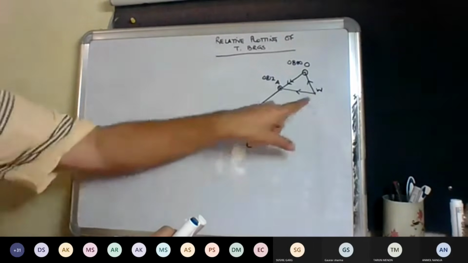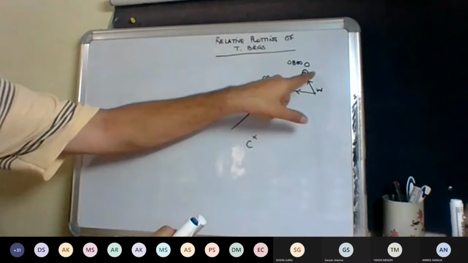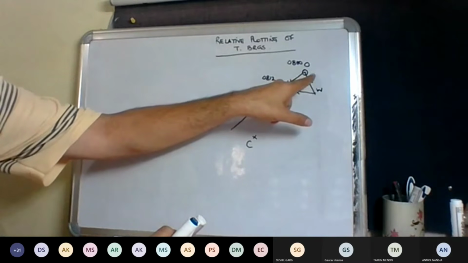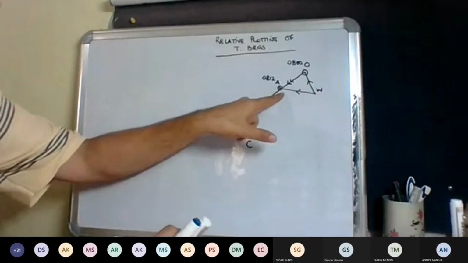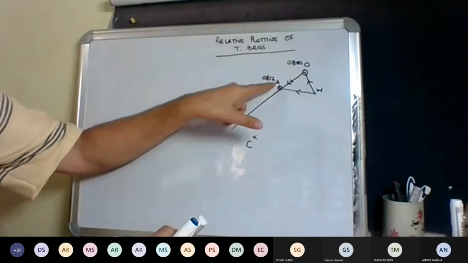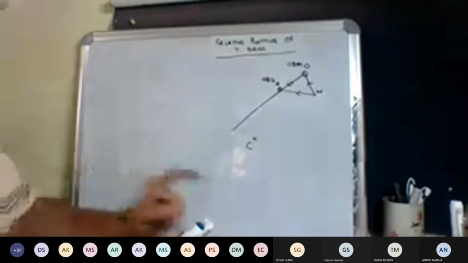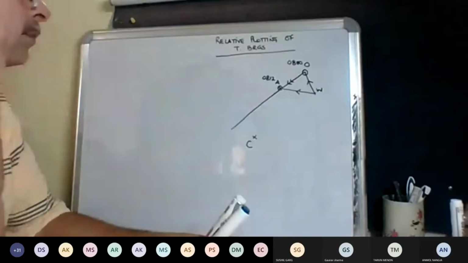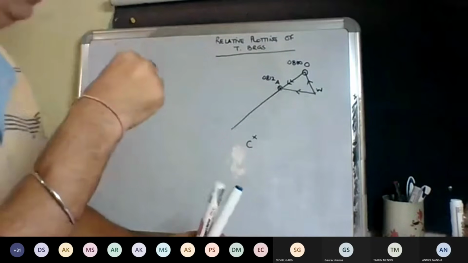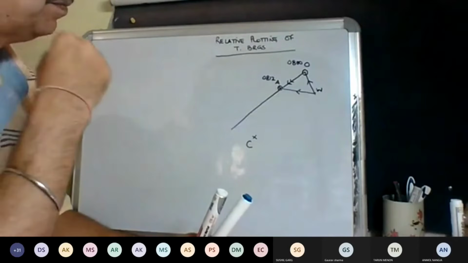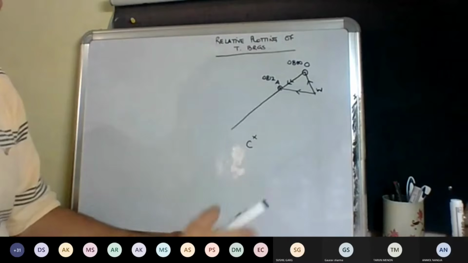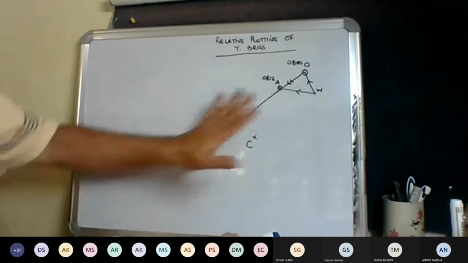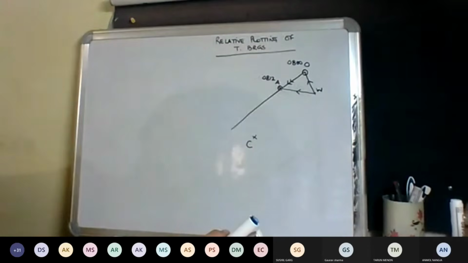So W to O is ownship for this 12 minutes. W to A is the target course and speed for this 12 minutes. And OA is the relative line of approach of the target. OA is the relative line of approach of the target. So this is what we have formed.